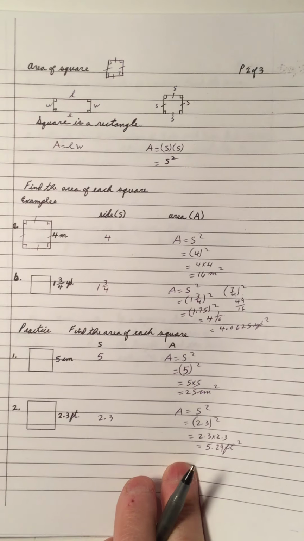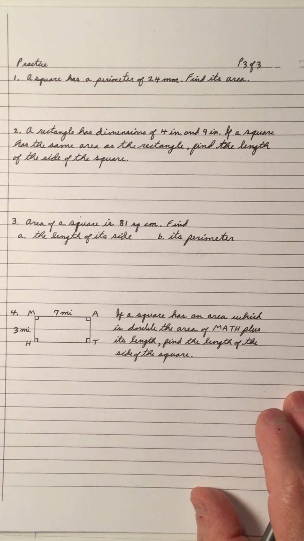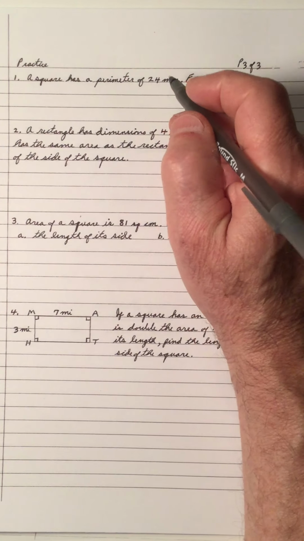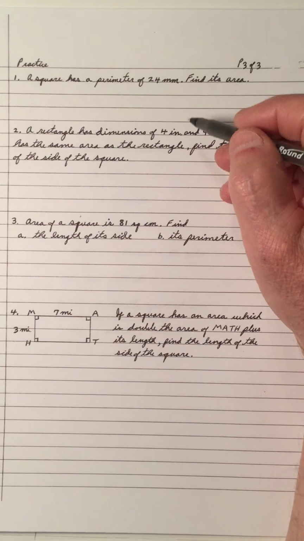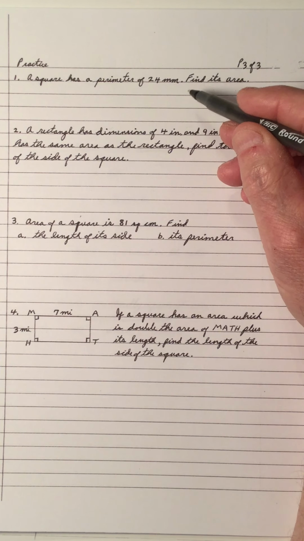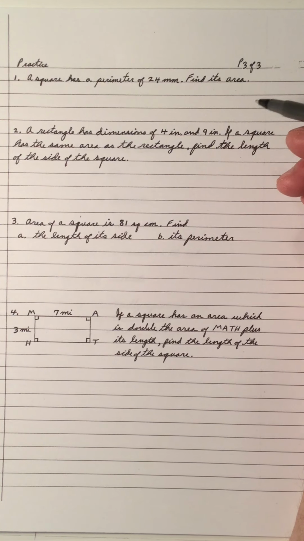Let's continue with a square. Find the area. Now we have some problems that we can practice. Practice means pause the video and work out these answers. You can do one at a time, pause it, work one problem out, see if you got the right answer, then pause it again, do a second one, and so on.